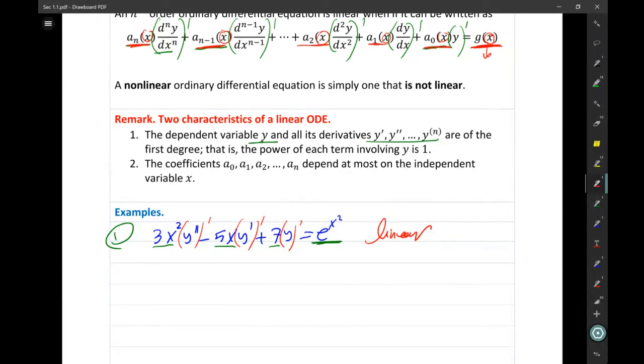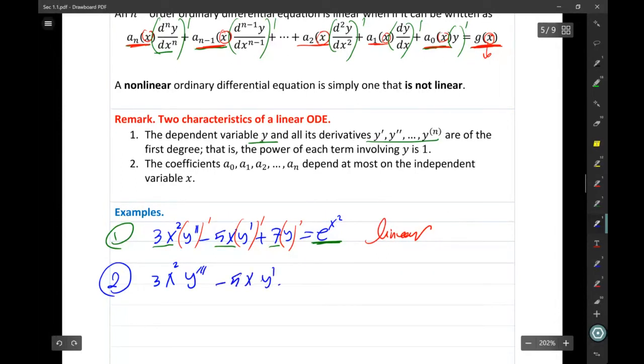Okay, is this one clear? Number two, take this example: 3x square y triple prime minus 5x y prime plus 7 square root of y is equal to 0.